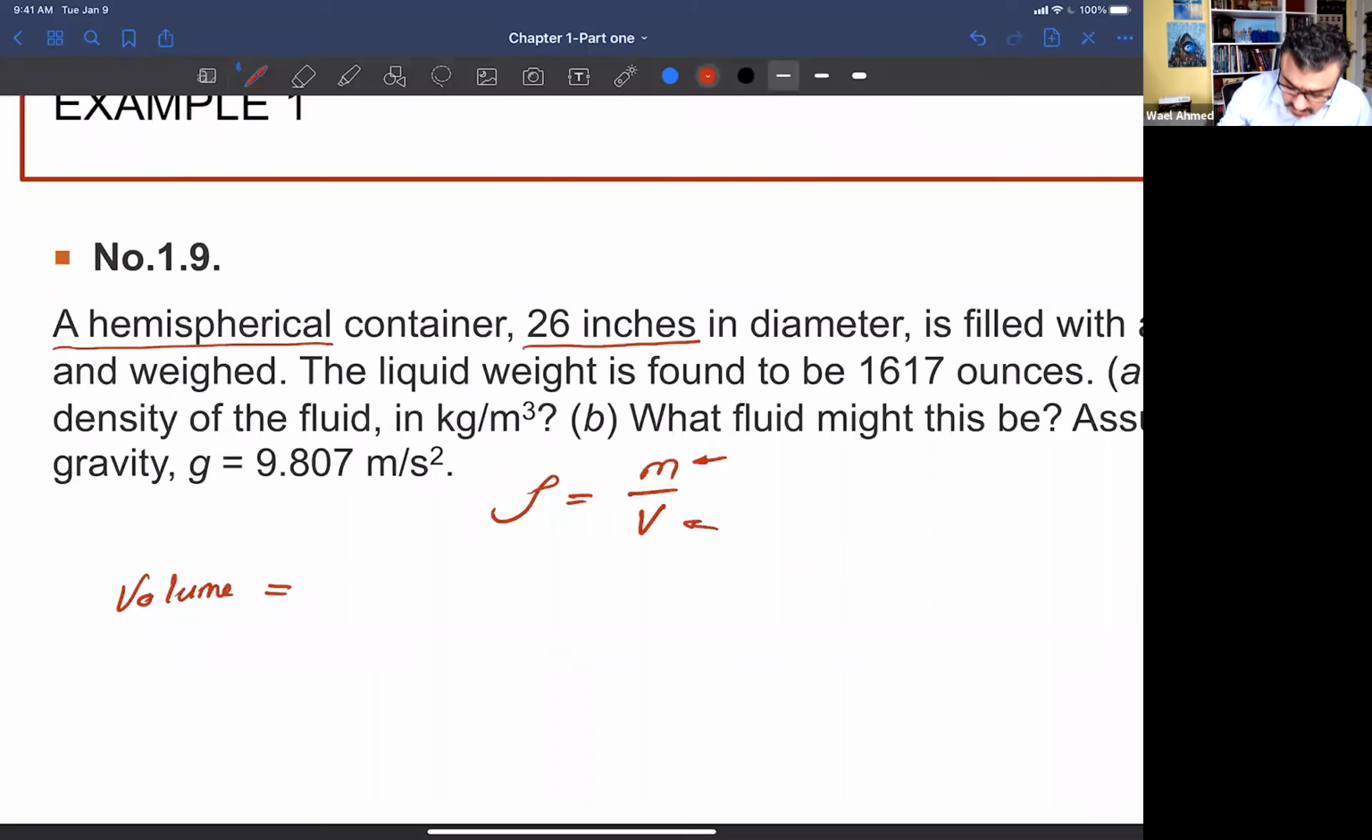Hemispherical, so we have half of a sphere, and the sphere volume is pi over 6 d cubed. I know the diameter of this container to be 26 inches. First of all, we have to make sure that we get all the numbers in SI units, because we need to find the density in kilograms per meter cubed. So we have to consider conversions as we go in solving the problem. So now I have half of pi over 6, and the diameter here is 26 inches.